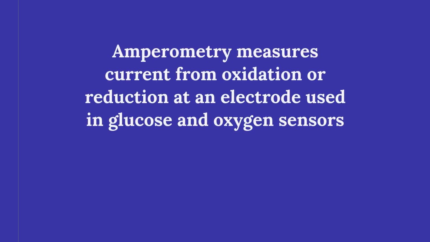Amperometry measures current from oxidation or reduction at an electrode. It's used in glucose and oxygen sensors. The technique is sensitive and suitable for real-time monitoring. However, it requires controlled conditions to avoid interference. Amperometry is ideal for continuous clinical monitoring.